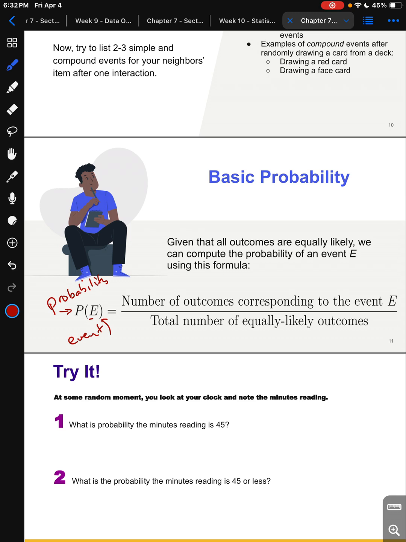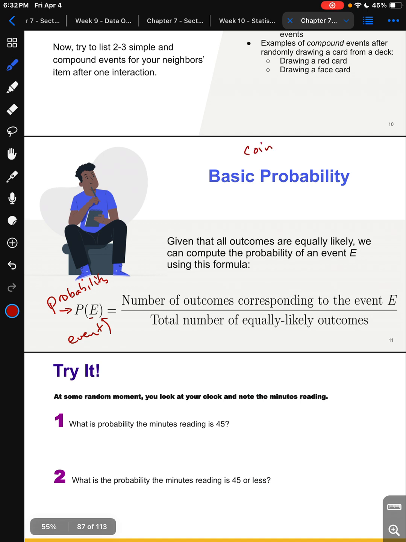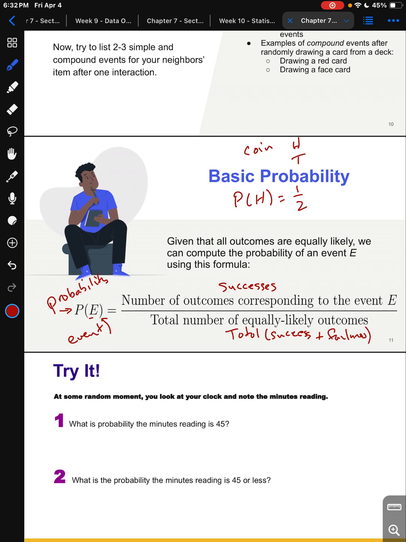So if we think about flipping a coin, a coin can either be a head or a tail. So the probability of a head on a toss would be 1 out of 2. So that's basic probability, the probability of a success. Sometimes I call this the number of successes over the total, and that total would be successes plus failures.